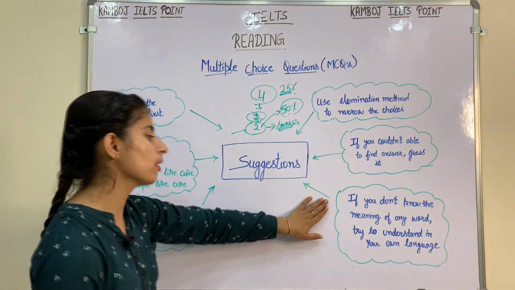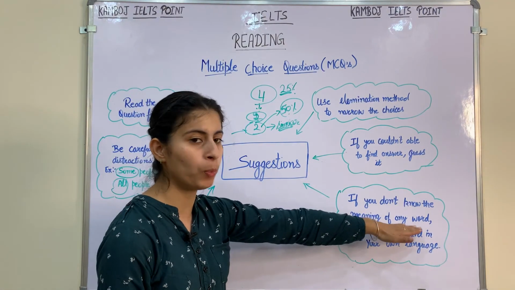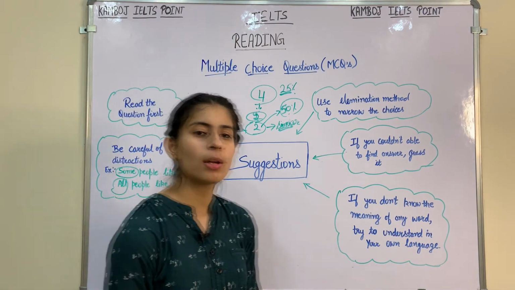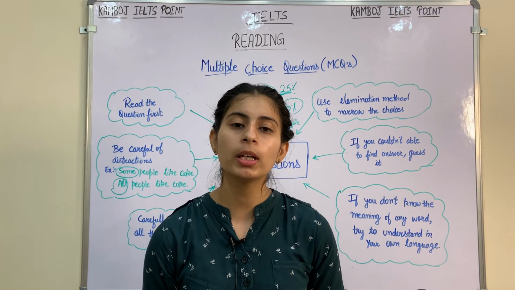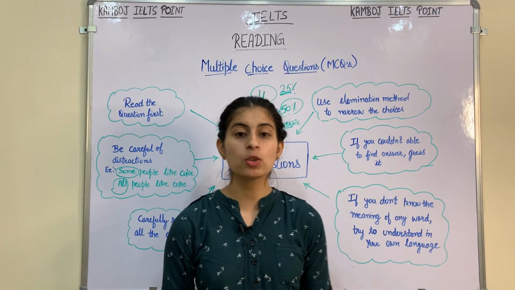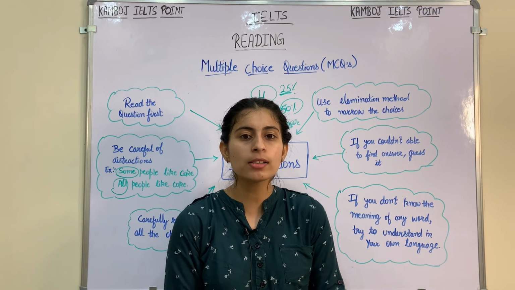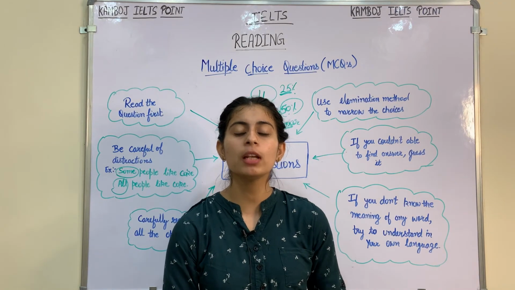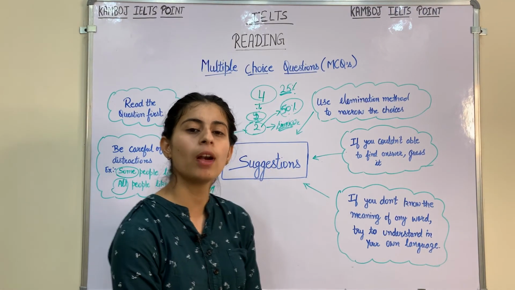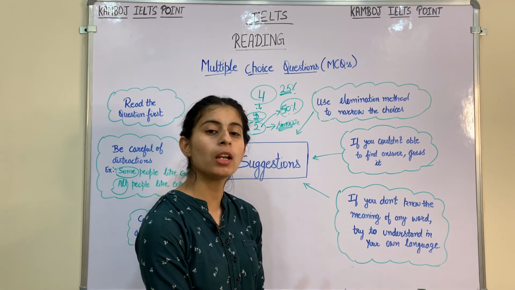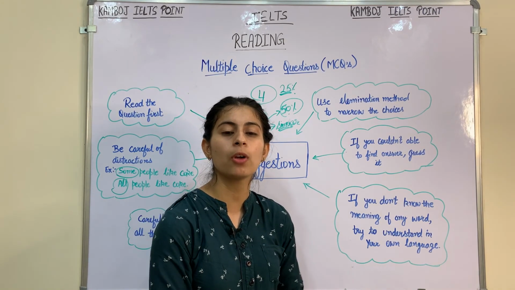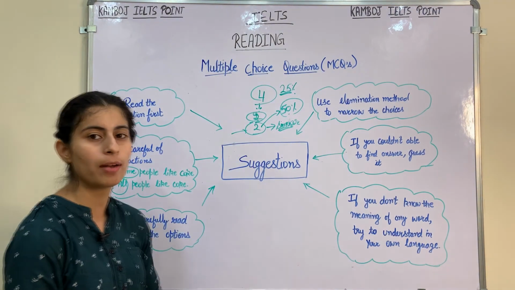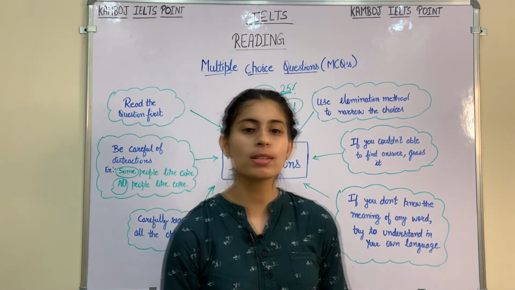The last one is if you don't know the meaning of any word, try to understand in your own language. You might find a line which is quite complicated to understand. In that situation, try to translate those things in your own language. If you don't know the meaning of one word, just leave that word and try to understand the rest of the line. Then it would be easy for you to get to know what they are talking about in that sentence. These all are suggestions for the mistakes that most students make in multiple choice type of questions.